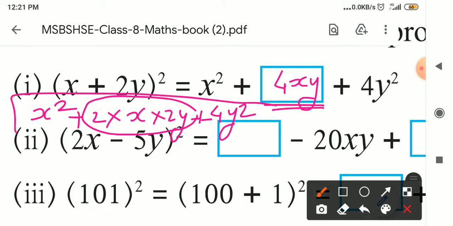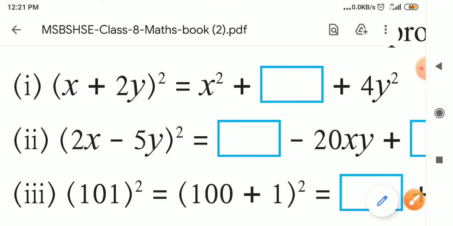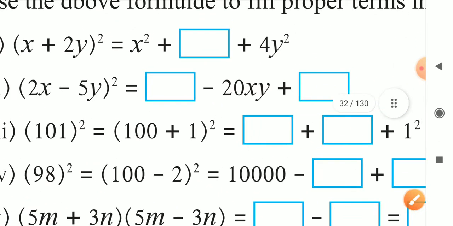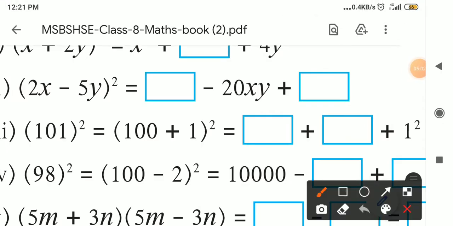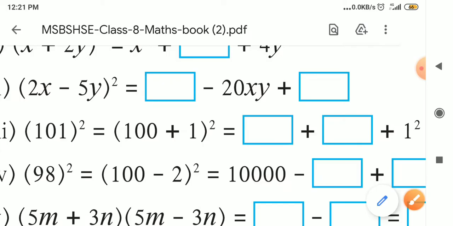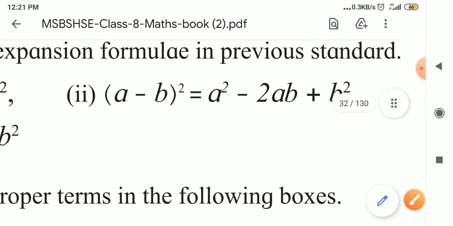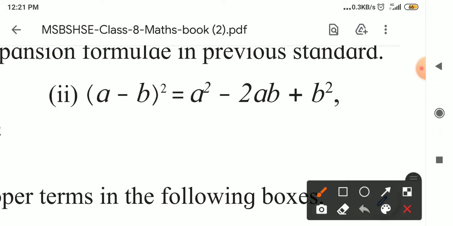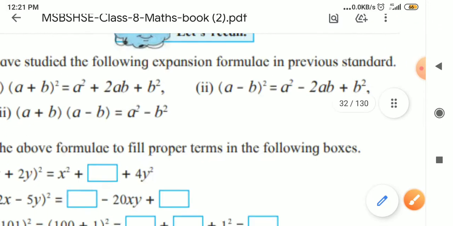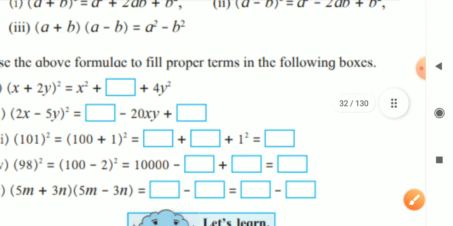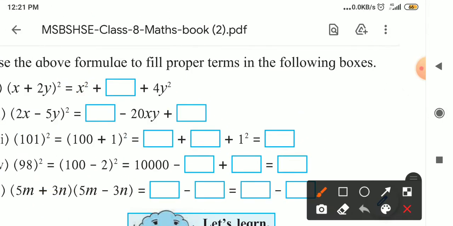Understand? Only this much is important. If you do not understand, do this work as rough work and write 4xy here. Okay, now the next question is (2x minus 5y) bracket square. Here, a means 2x and b means 5y, and the negative sign is there. The factorization of (a minus b) bracket square is a square minus 2ab plus b square. So we use this factorization, and I will show you how to do it.